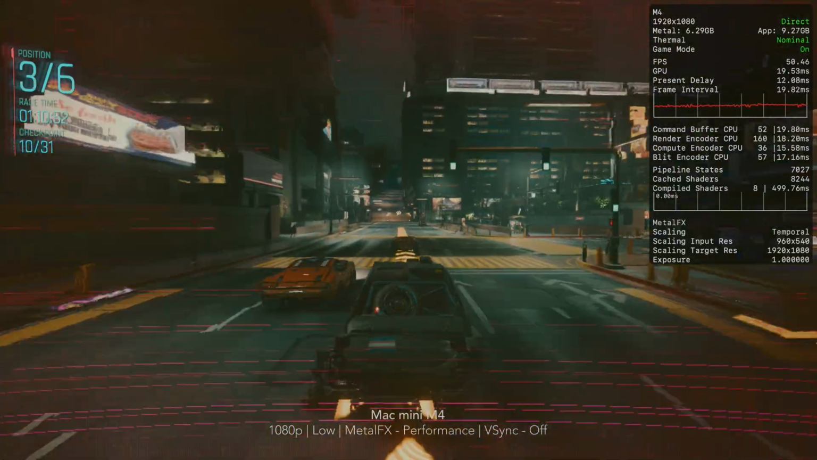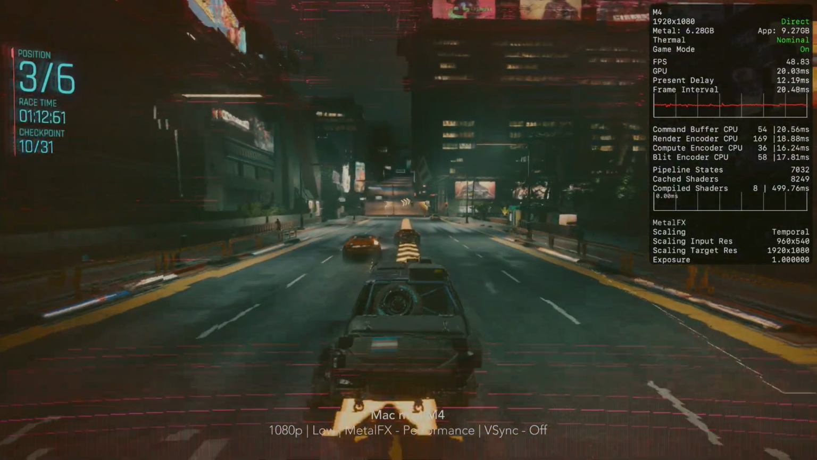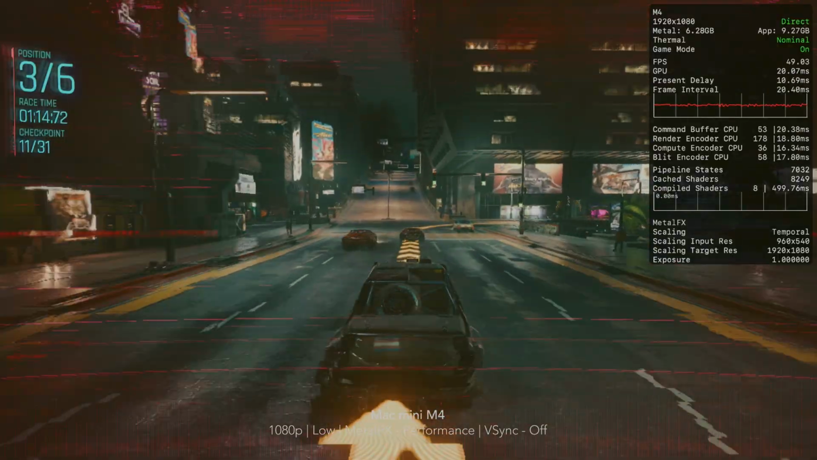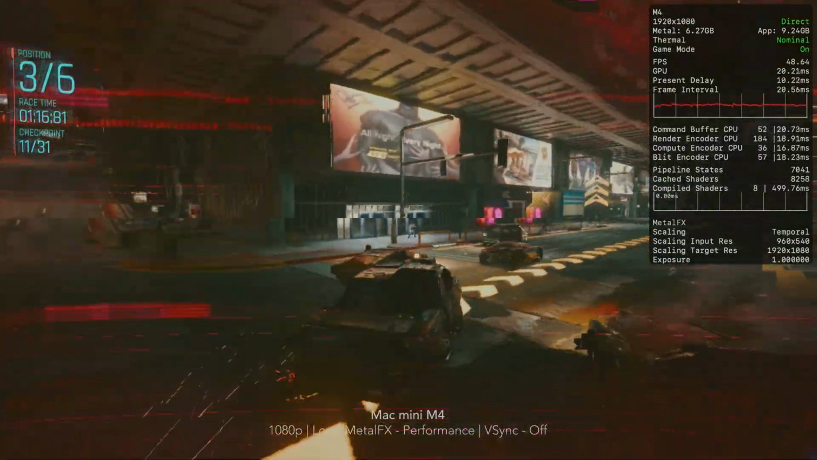So at the end of the day, you're probably going to be wanting to play at 30fps on both machines, or 40. I don't really have anything else to say.